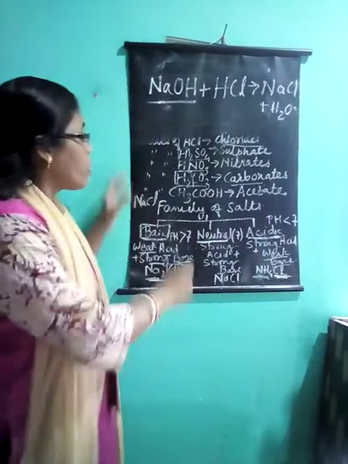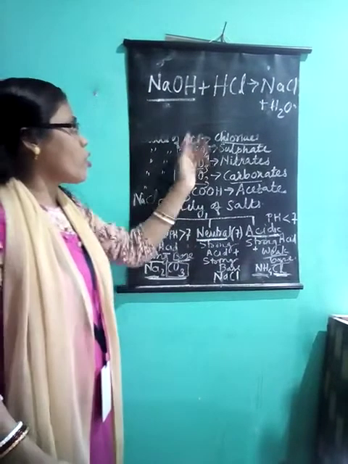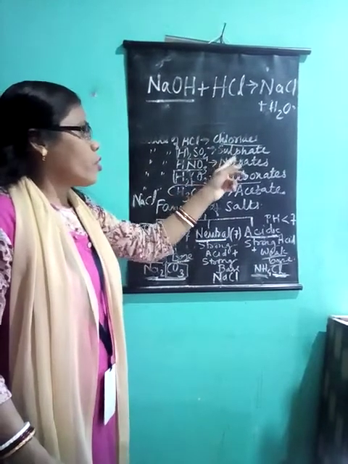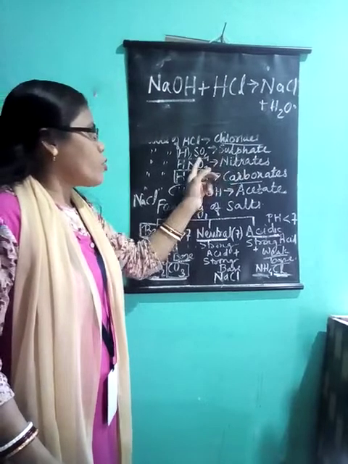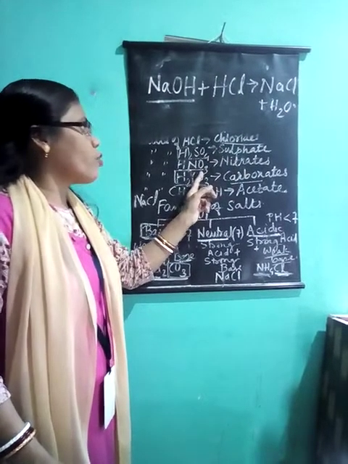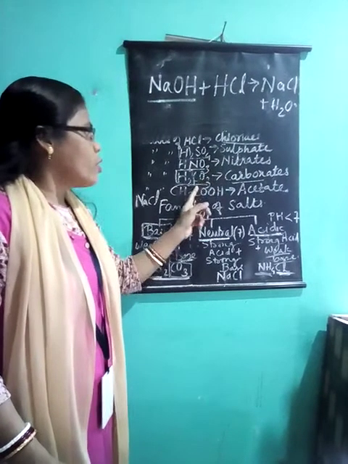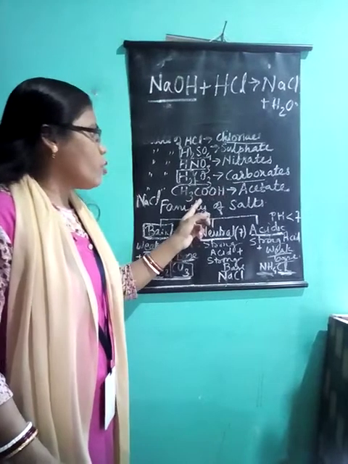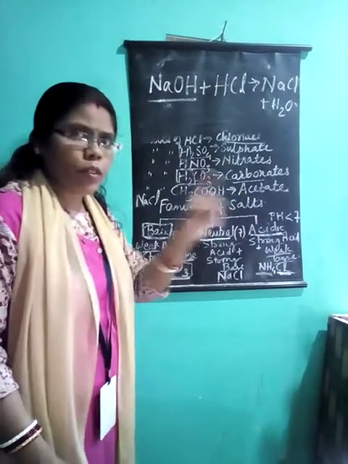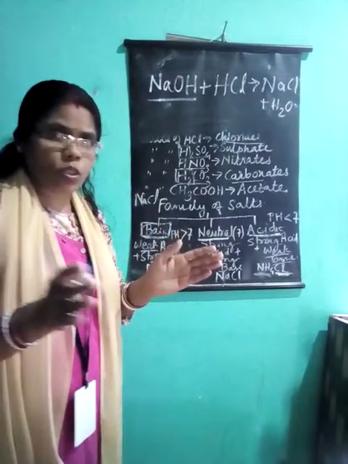So again, I'll just repeat it. The salts of HCl are called chlorides. Salts of sulfuric acid are called sulfates. Salts of nitric acid, nitrates. Salts of carbonic acid, carbonates. Salts of acetic acid, acetates. Remember, it is important to write the names.